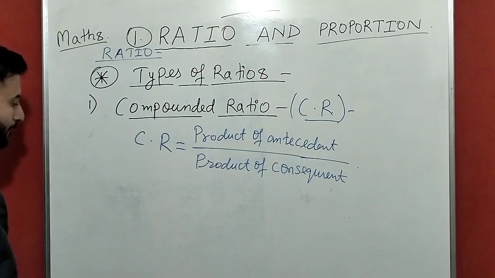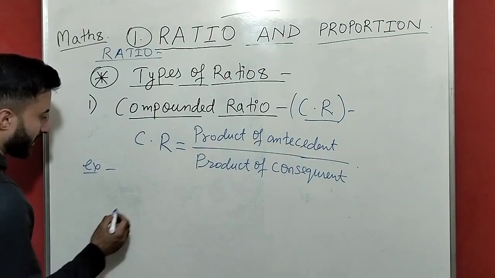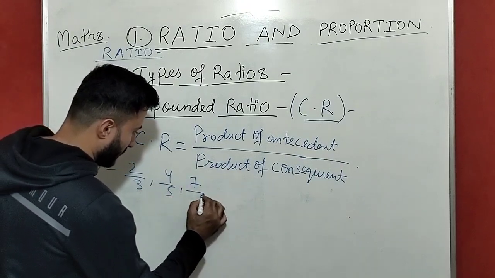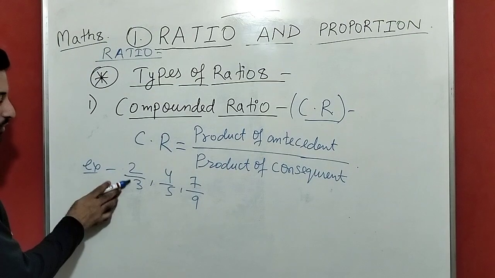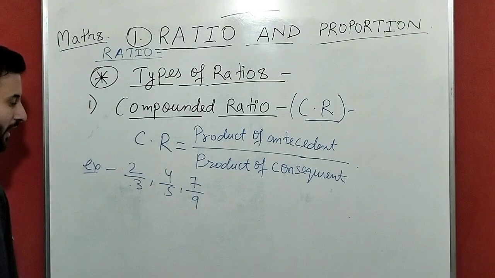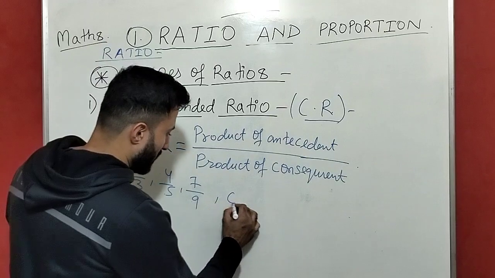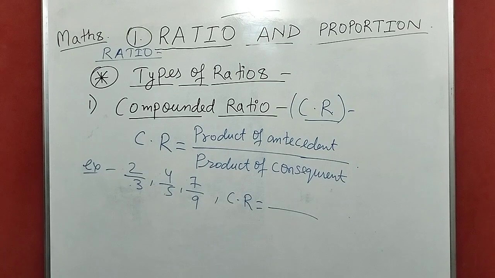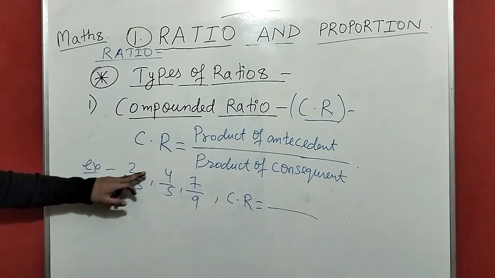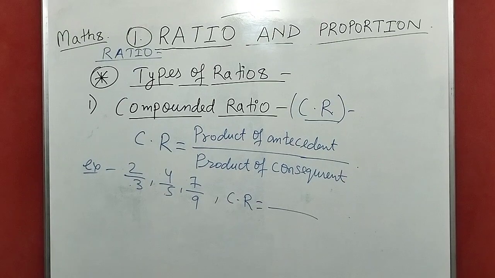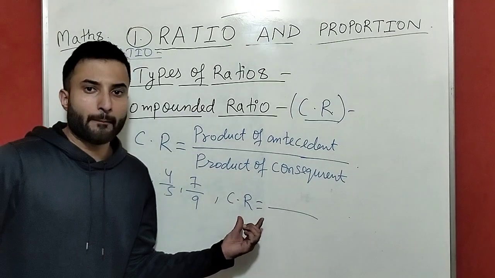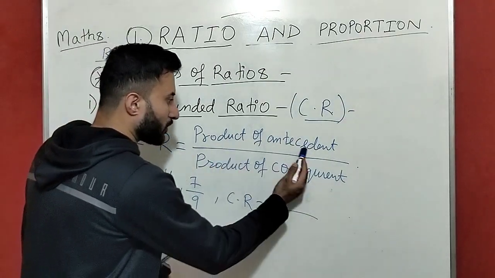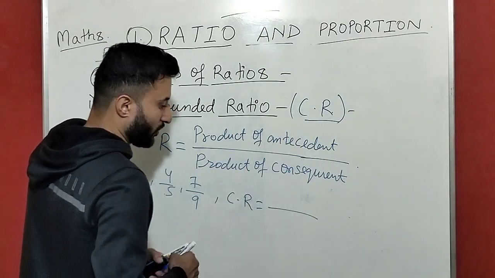Like an example, suppose the ratios are 2:3, 4:5, 7:9. You have to find the compounded ratio. For the compounded ratio, what is the formula? Product of antecedent by product of consequent.